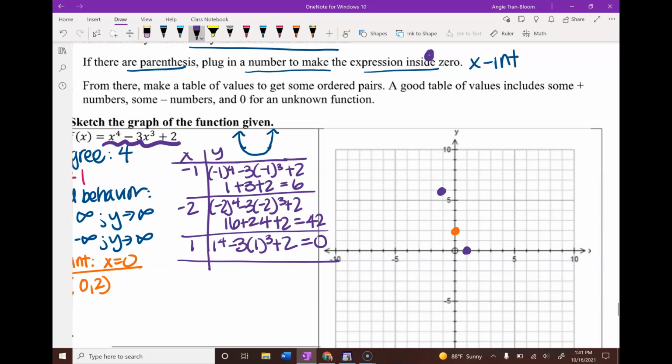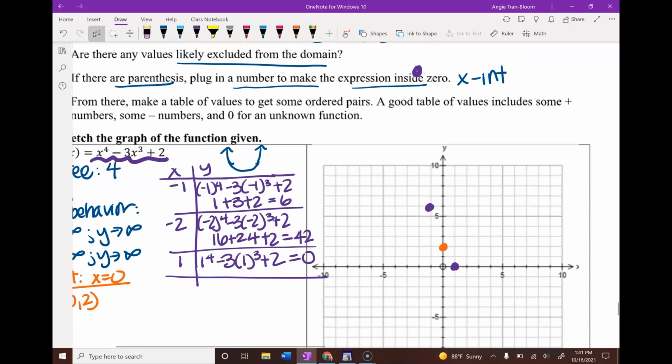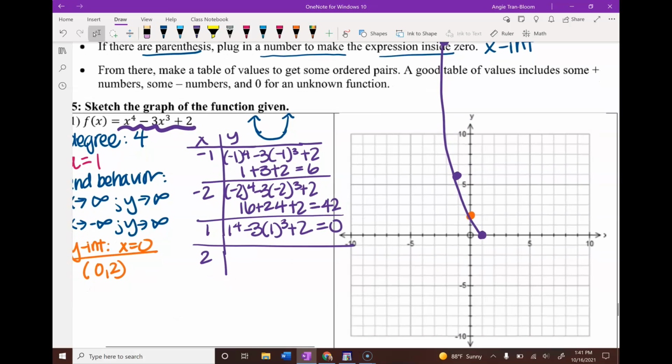So if we connect these, let me just connect this left side. We know it has to go up, right? So right now that's not going up. So I'm going to pick another positive value to see what the behavior is.